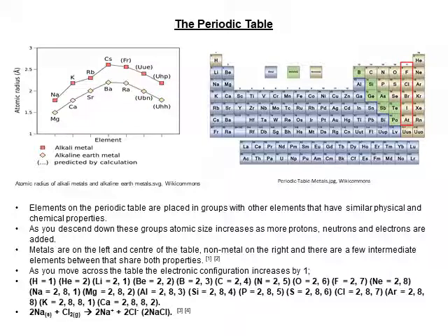Part 2, the periodic table. Elements are placed in groups with similar chemical and physical properties. As you go down the group, size increases as more protons, electrons and neutrons are added. Metals are left and centre, and non-metals are on the right of the periodic table.